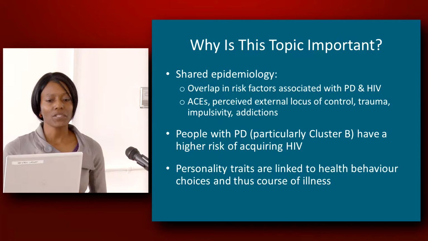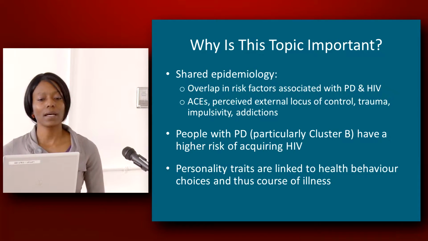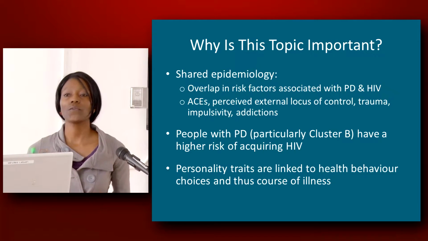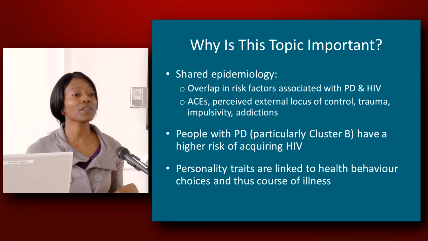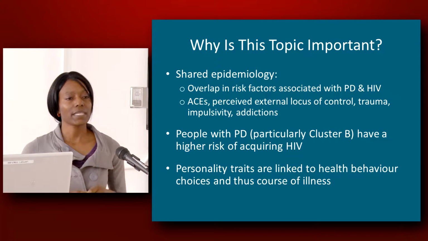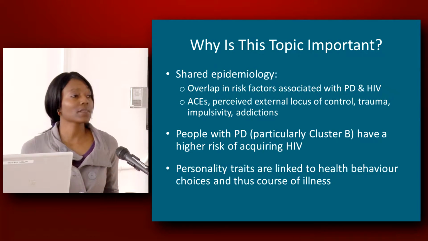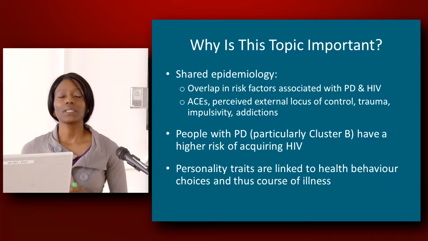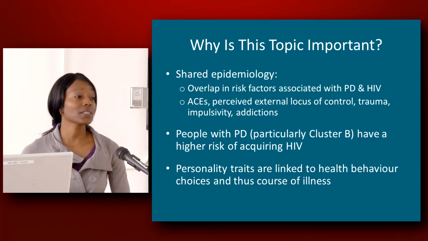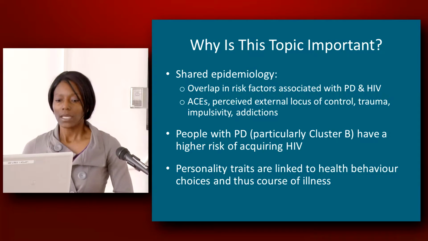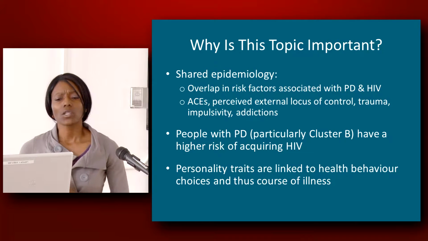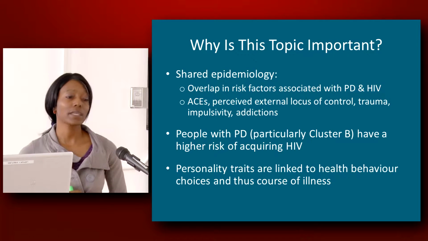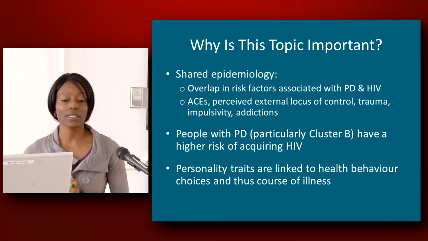So adverse childhood experiences, or ACEs, a perceived external locus of control. These are people who frequently blame the environment and blame others for their misfortune. They don't understand why they're being blamed because they don't see themselves as having done anything wrong. So an inability to account for their own actions, an inability to take responsibility for their actions. And there's a lot of commonality in terms of the degree of impulsivity and obviously with addictions, as an example of impulsivity.